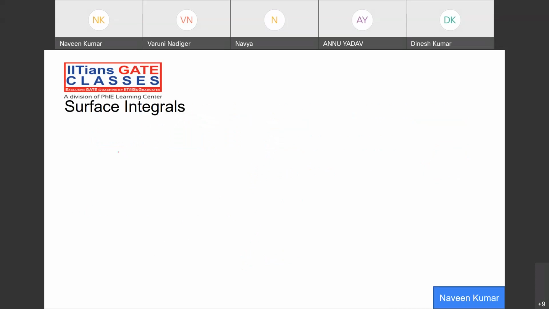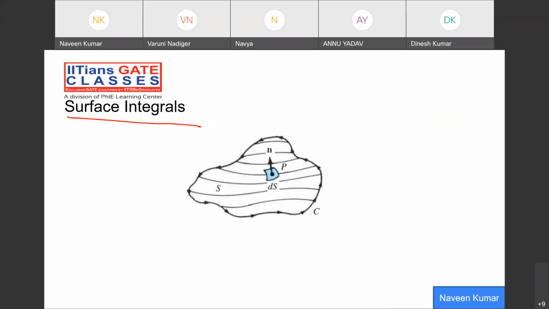Similarly, we can define the surface integral. Let's say this curve C is enclosing a surface S. For this integration, first of all, we have to assume a small elemental surface with unit direction n at point P. The elemental surface is ds.